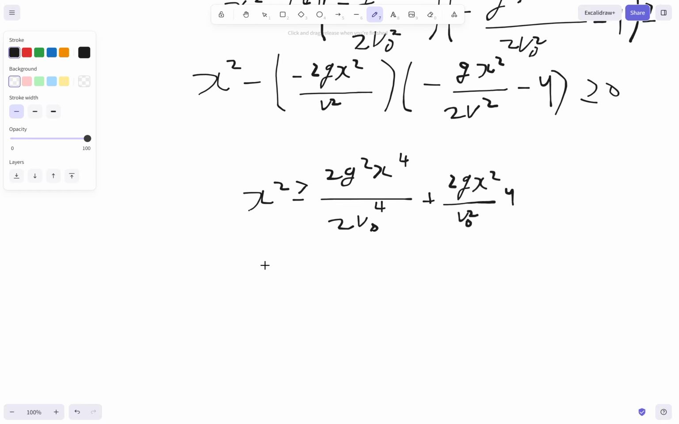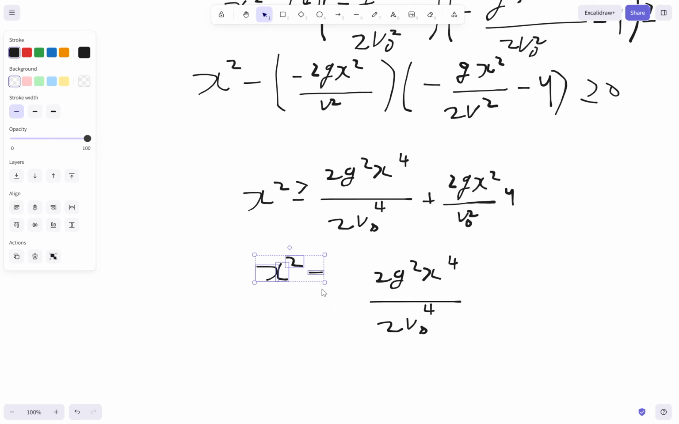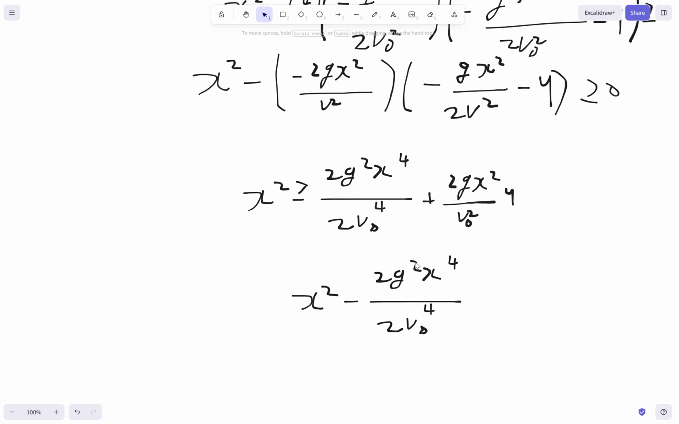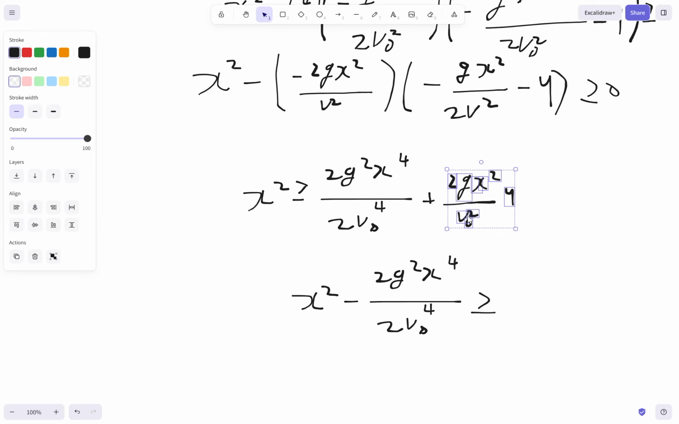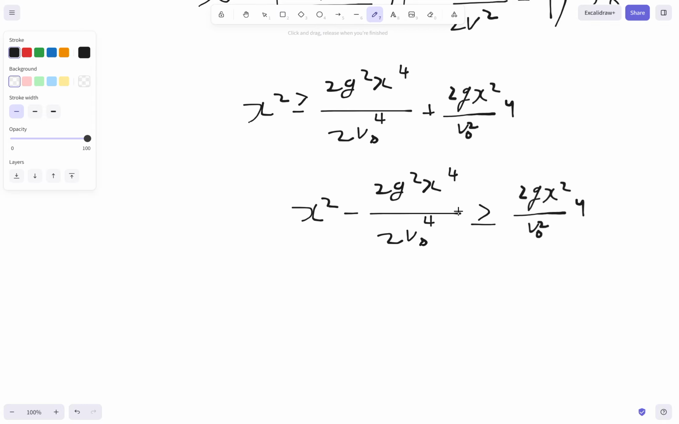Okay, here we go. Now we have x squared minus this term. This x term is going to be greater than or equal to this term. Yippee. And that means x squared.